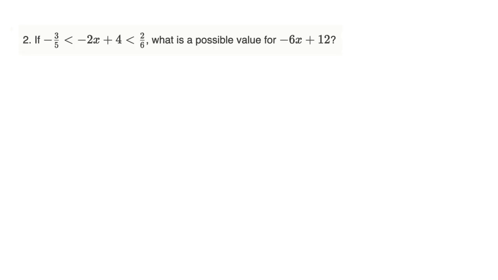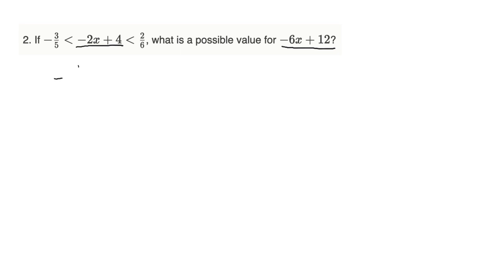Question 2. If negative 3/5 is less than negative 2x plus 4, which is less than 2/6, what is a possible value for negative 6x plus 12? So the key here in this problem is just recognizing that this statement right here is actually 3 times this statement. This is the hardest part of the problem. You just need to kind of pick up on this. But if you look at that and see that, then we can simply multiply everything in this equation by 3.